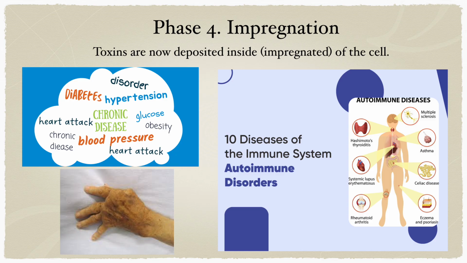So now we have the impregnation stage, phase 4. Now the toxins are being deposited inside the cell. This is just a way of packaging them up. They can't get them out, so what we're going to do with them is package them into the cells. But this means that those toxins are now going to be deposited around the body. So you've got rheumatoid arthritis, eczema, autoimmune disorders, where people can't find out where they're coming from. But in this, you'll realise it's been coming on for some time.